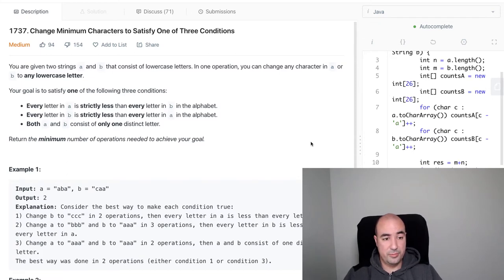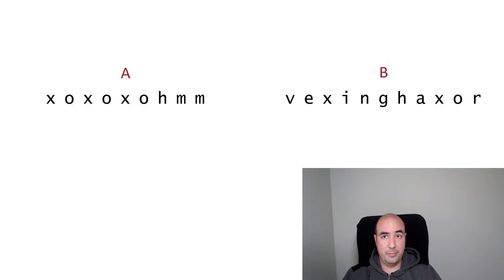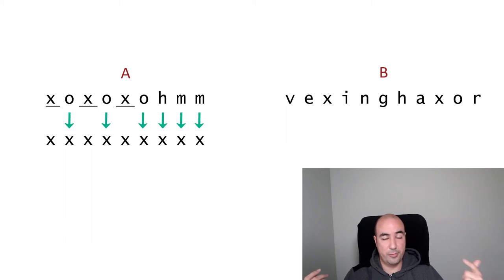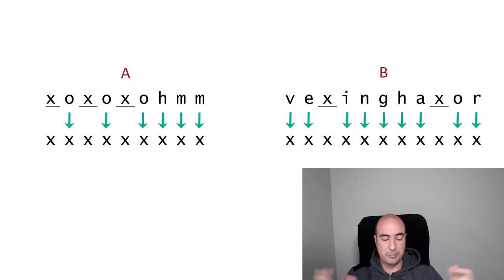For the third condition to be satisfied, both A and B to consist of only one distinct letter, we need to flip all letters in both strings to some candidate letter, let's say X. And how many operations do we need to convert every letter in A to X? That's the number of all letters in A minus the number of X's already present in the string, because we won't need to do anything for them. Every other letter that's different than X would require one operation to be flipped to X. The same applies to string B.